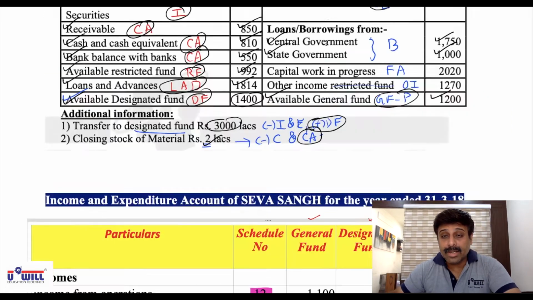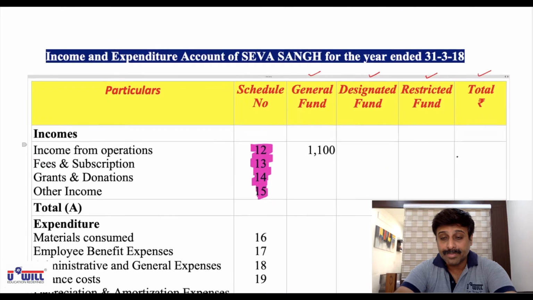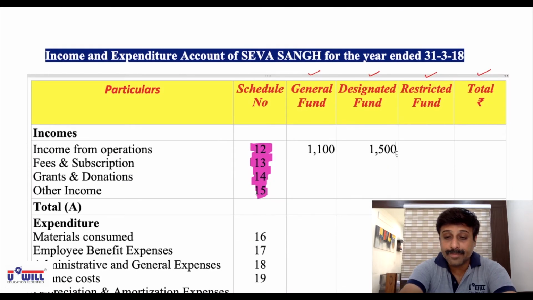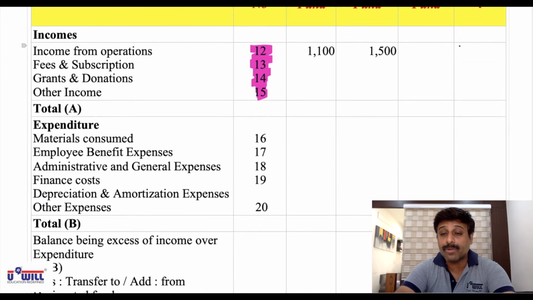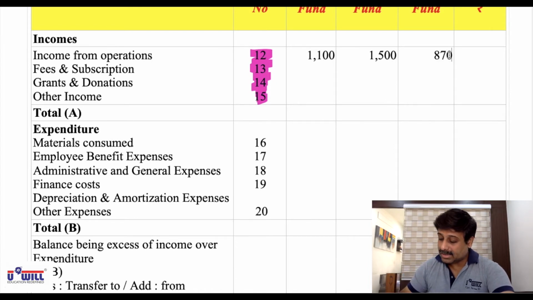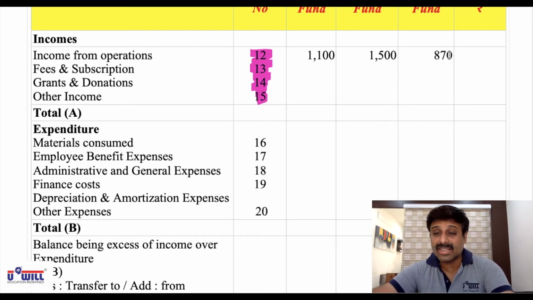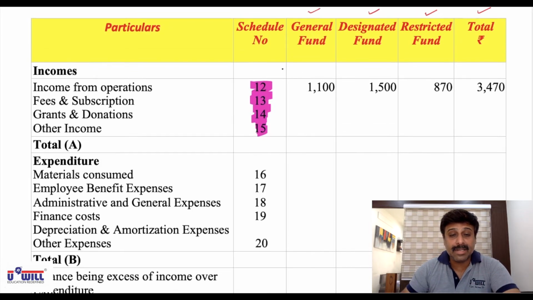Then in designated fund column, this third amount 1500. Designated fund is the third one, 1500. Be careful with that. So designated fund 1500, and then in the last column, restricted fund is the middle amount, that is 870. So in restricted fund column, all of you write 870. Now 1100 plus 1500 plus 870, the total will come to 3470. That you will write in the last column. Okay. So this is how we have to do it. We don't have to write it in schedule. We have to directly write it in income and expenditure.